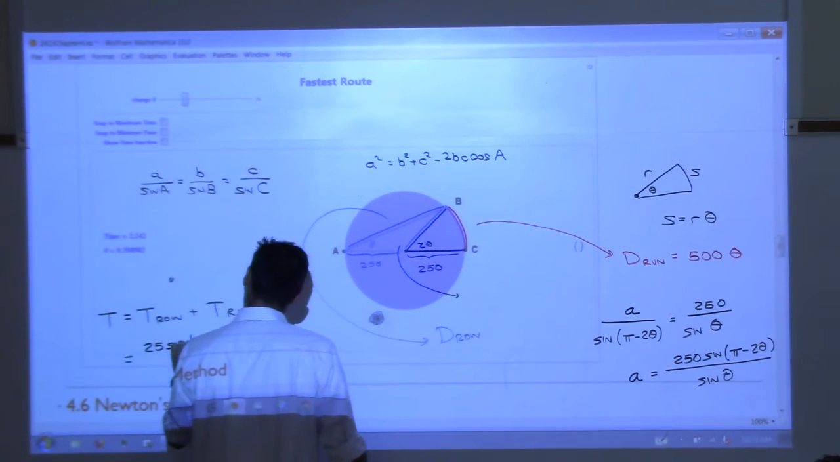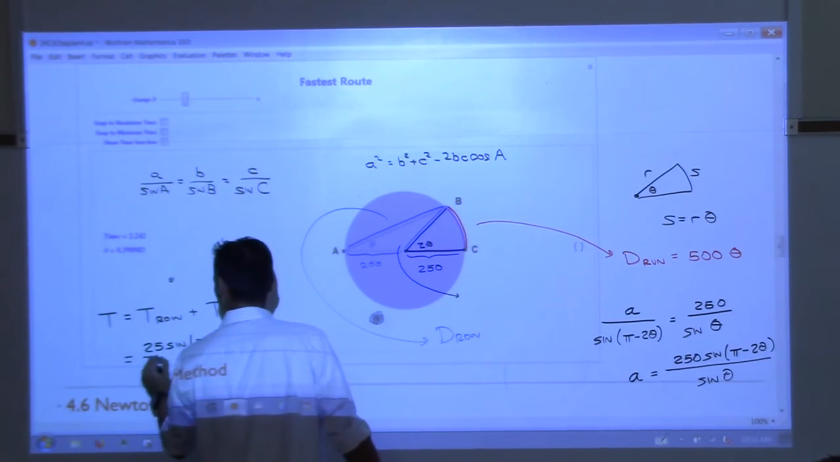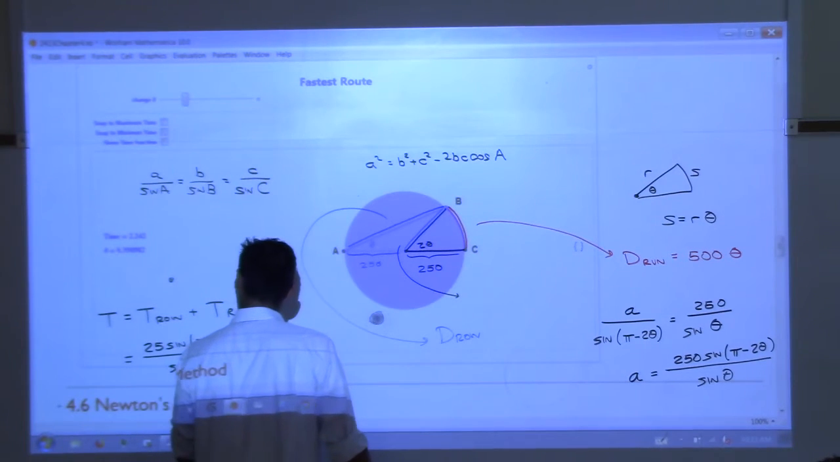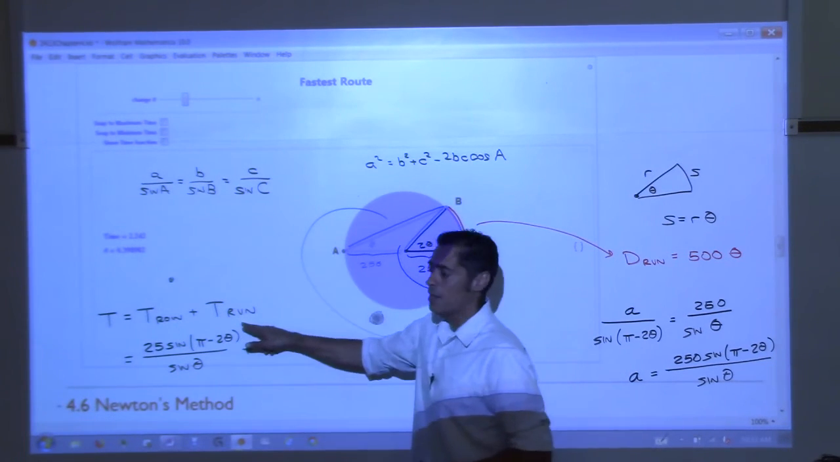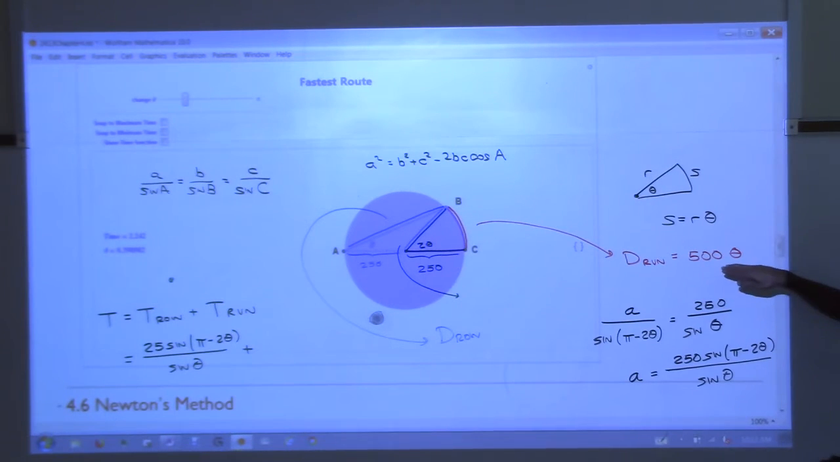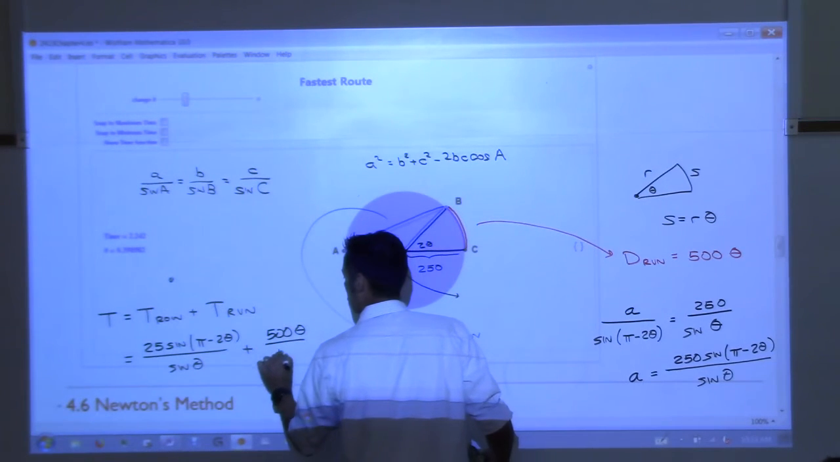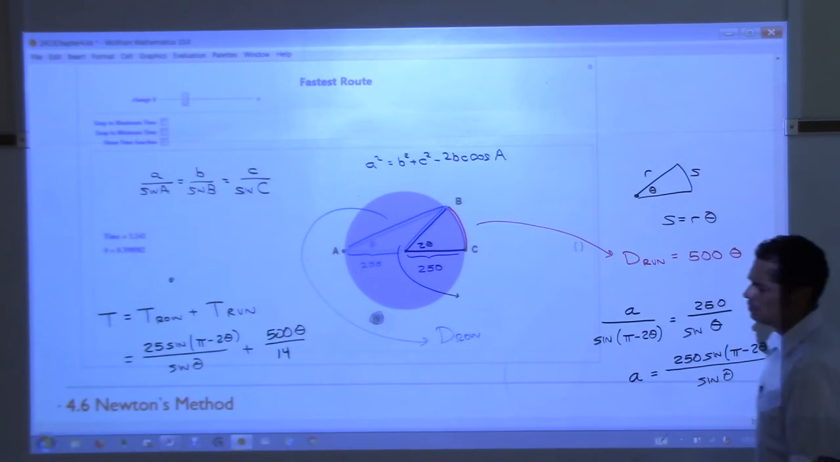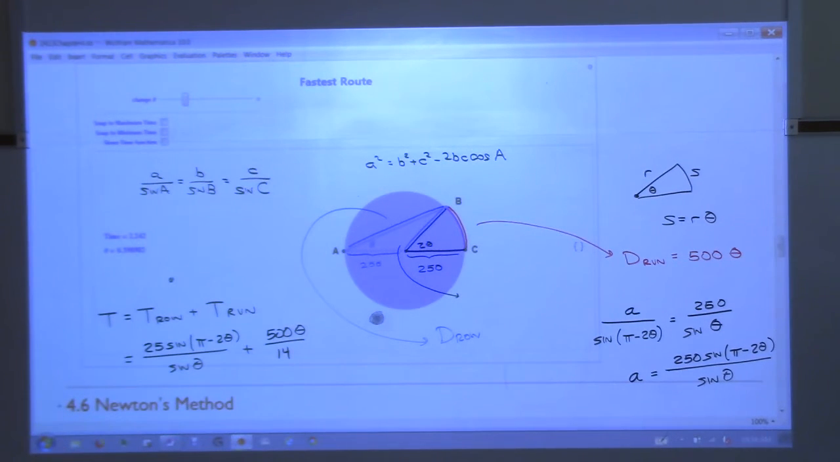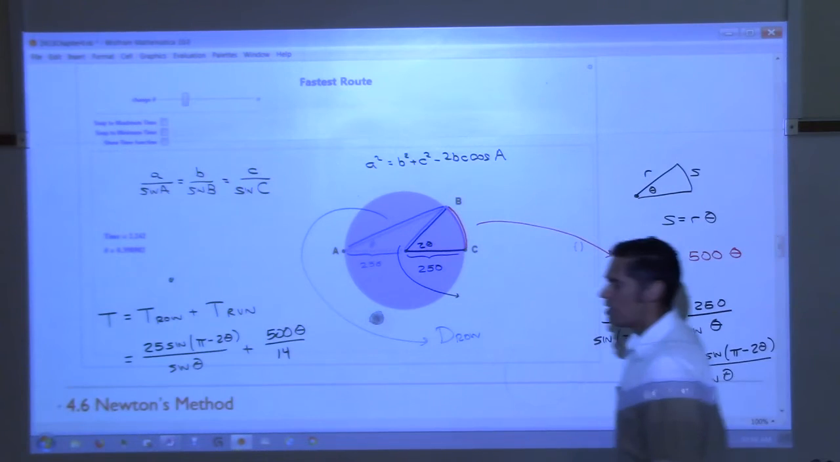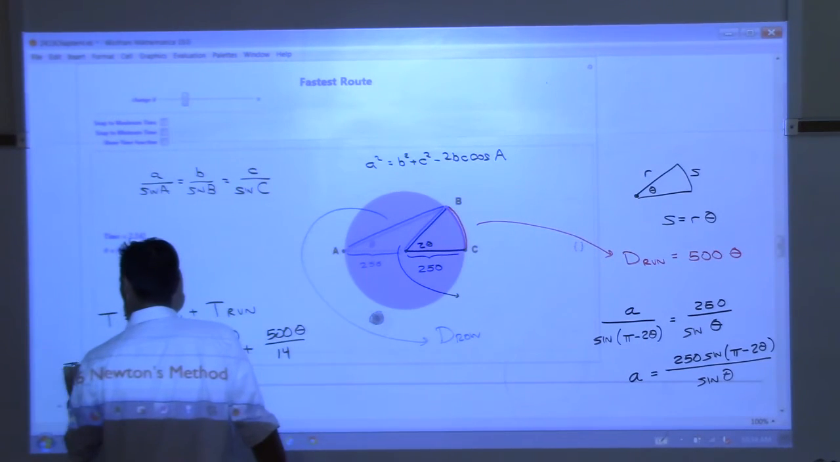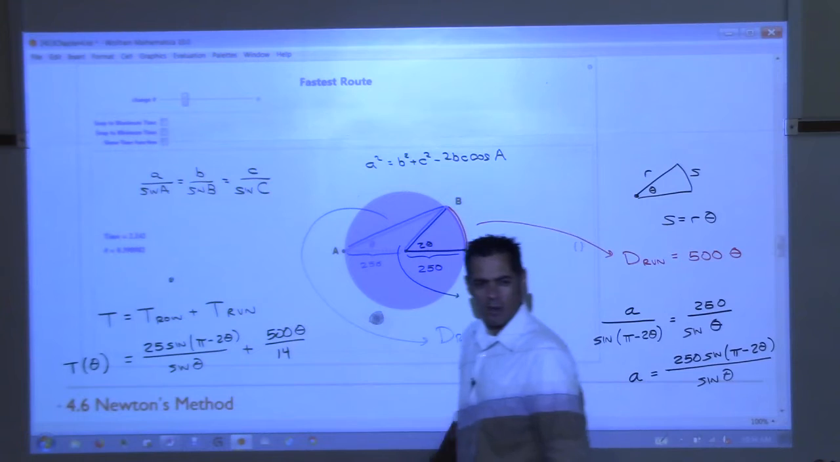sine of pi minus 2 theta over sine of theta plus, now the time it takes to run would be the distance we run, which is 500 theta, divided by the rate we run, 14. So 500 theta over 14. Does 14 go in there? I don't think it goes in evenly. But that would be it, right? This would be our time function as a function of theta. Y'all follow this or no?